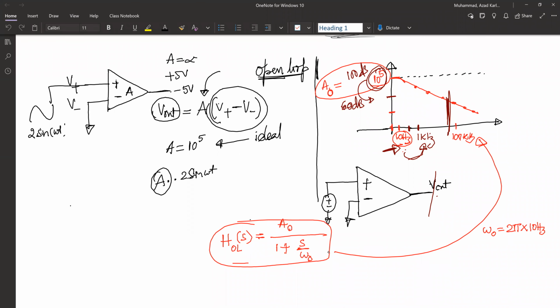Let's quickly try to consider a few configurations, right? Like non-inverting or inverting configurations, and see what's actually going on.